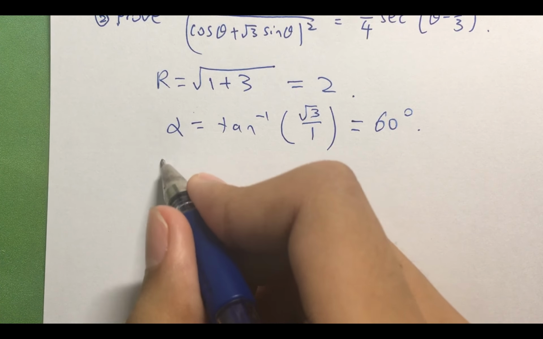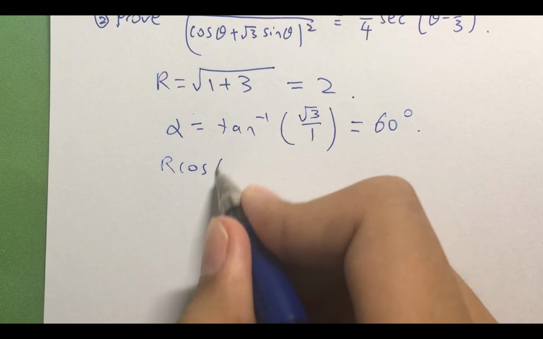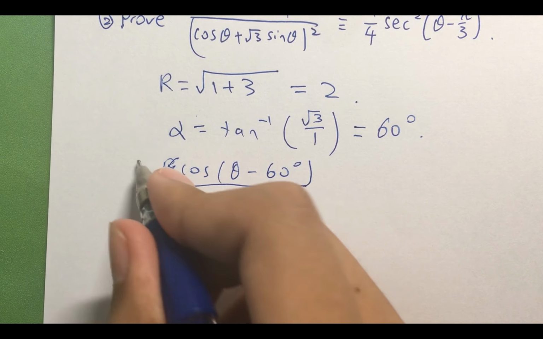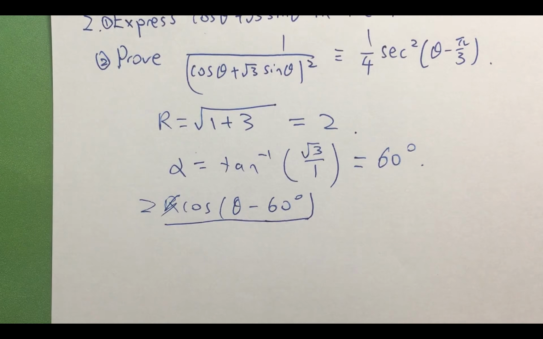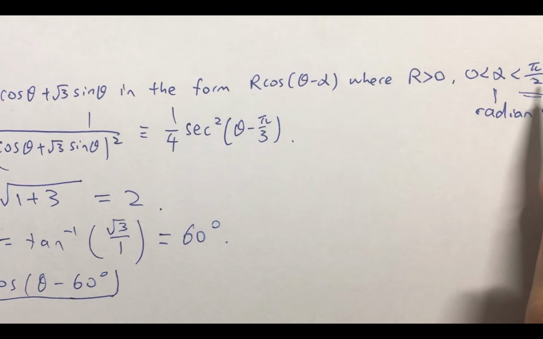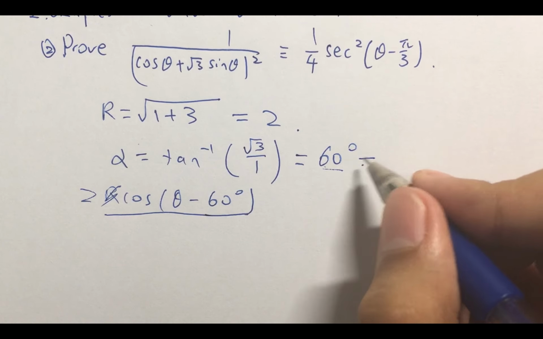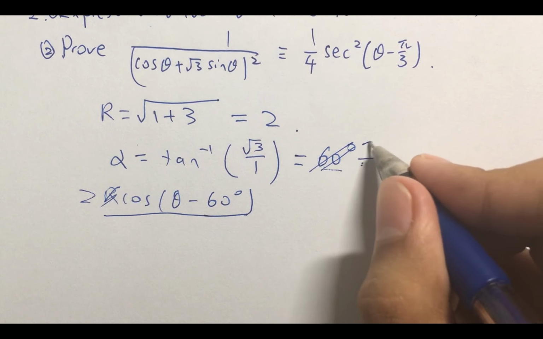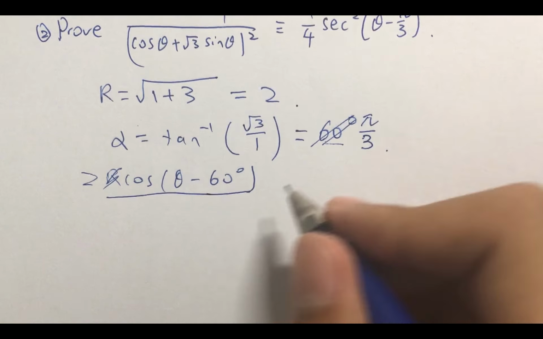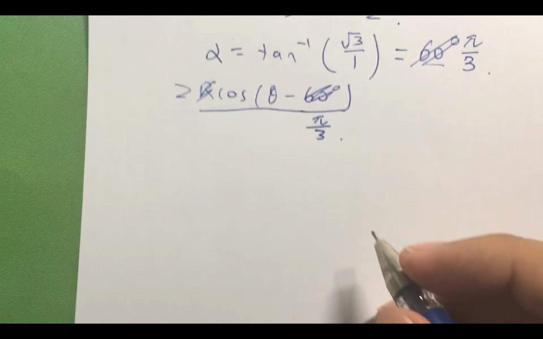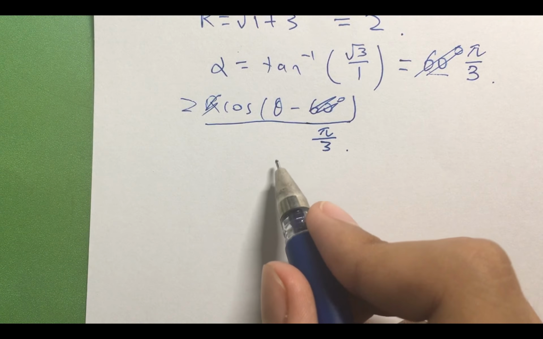And so we get r cosine theta minus 60 degrees. No, I mean 2. And because it's in radian form, we should convert 60 degrees into radian form, which becomes pi over 3. And here is also pi over 3. So now we have finished the first step.